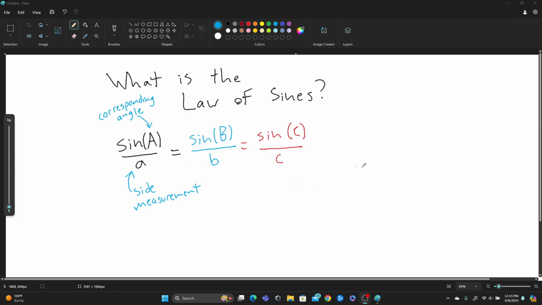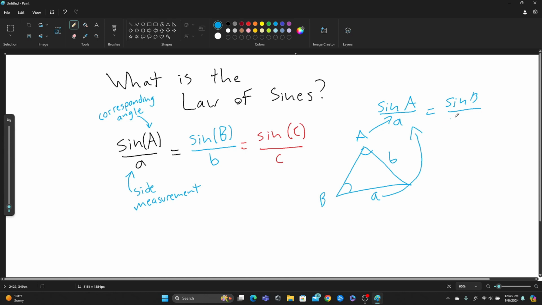So basically what the law of sines is telling us is that, let's say this is angle A and this is side A, the ratio of sine of angle A over side A is equal to the ratio of sine of angle B over side B, which is also equal to sine of angle C over side C. So we can use these ratios, the knowledge of the fact that these ratios are equal to each other, to find missing angles and also to find missing sides on triangles.